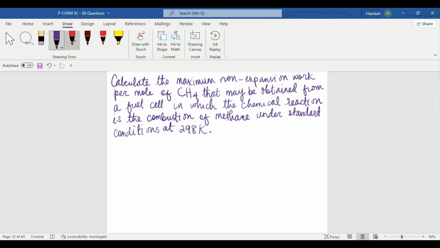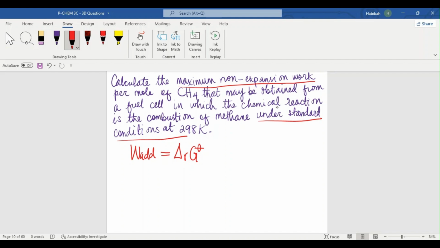It's very important for you to know that whenever you're asked a question like this, the maximum non-expansion work, and you also hear under standard conditions, know that the work you're talking about is simply equal to the Gibbs energy of reaction. So that is basically what you're supposed to use. You're going to use your knowledge of the Gibbs energy of reaction to solve this question. This is how it works.